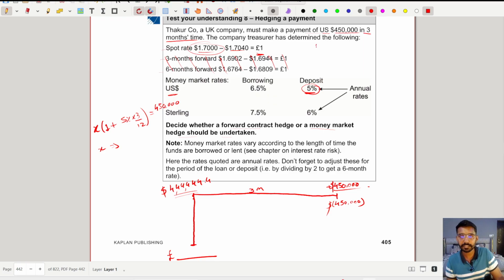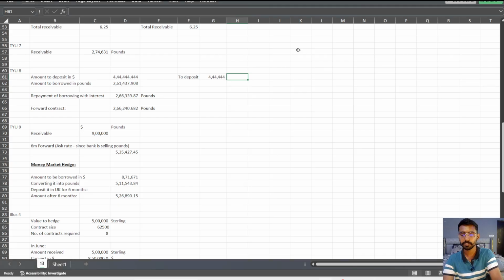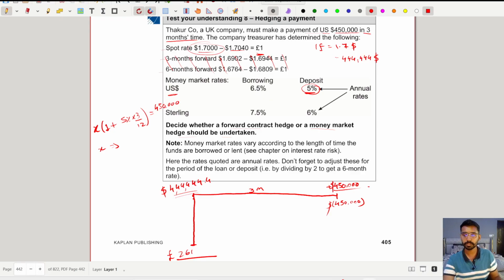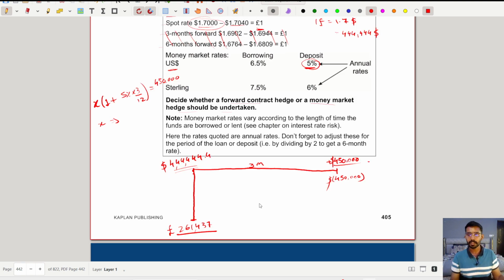So the exchange rate is 1 pound is equal to $1.7. For $444,444, how many pounds do I need? Simple cross multiplication. So for these many dollars, I need 1.7. I need 261,437 pounds. I need to borrow 261,437 pounds today. So the borrowing rate I am going to use is that of my sterling.